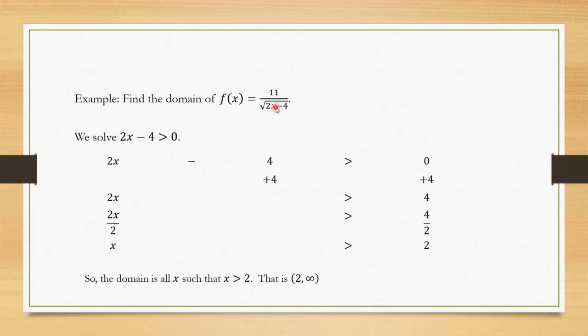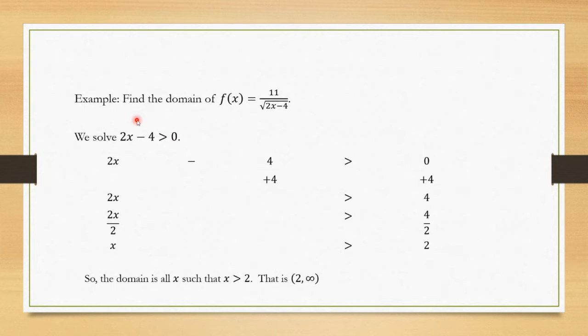So we have 11 over the square root of 2x minus 4, right? The numerator is a constant, so really it's defined everywhere. So now we want to know when 2x minus 4 is strictly greater than 0, right? We have a square root in a denominator. That's what we want to know now. Okay, so we're going to solve for that.